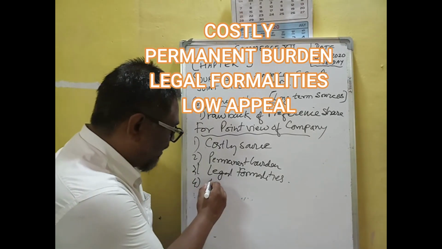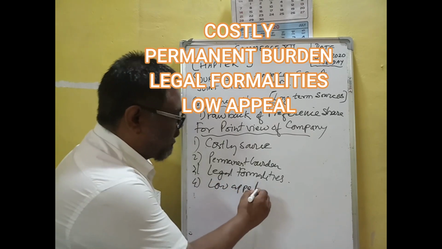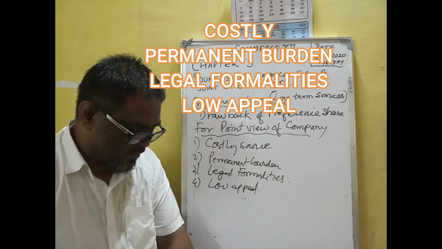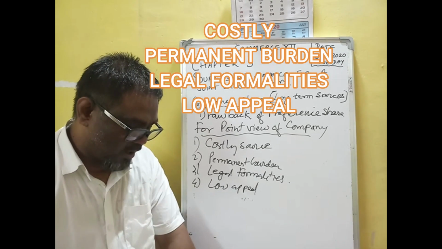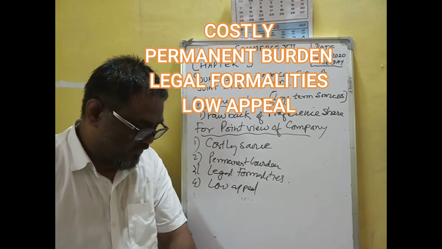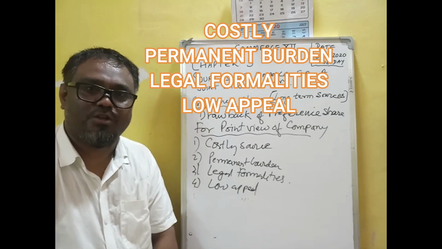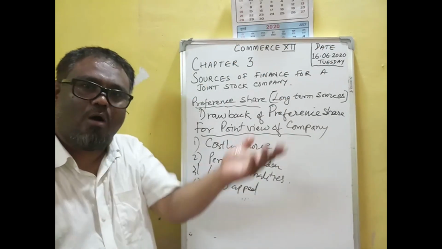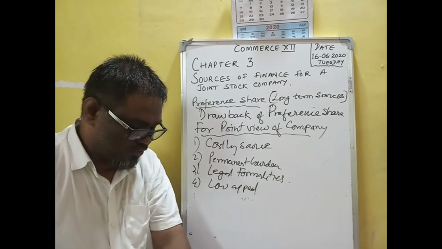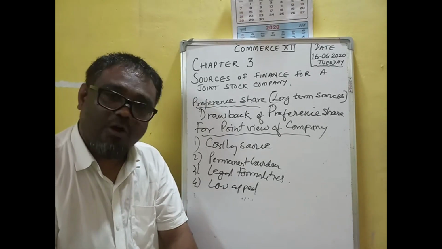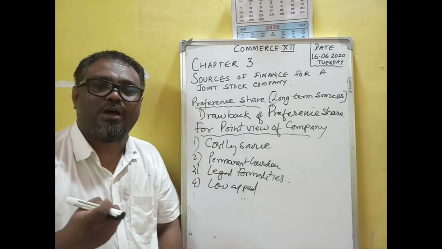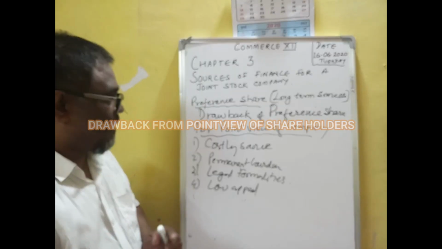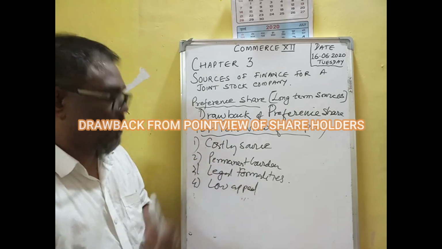And then we have low appeal. Preference shares do not attract all categories of people, so they have little appeal to investors. Cautious and conservative investors prefer to invest in debentures. Those who are cautious and conservative issue on debentures, not on preference shares. Therefore, the company can raise only a little fund through preference shares. A smaller amount of capital can be accumulated by issuing preference shares. So this is the drawback of preference shares from the point of view of company.